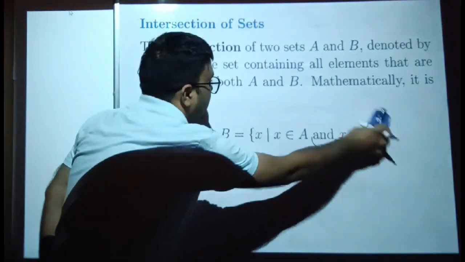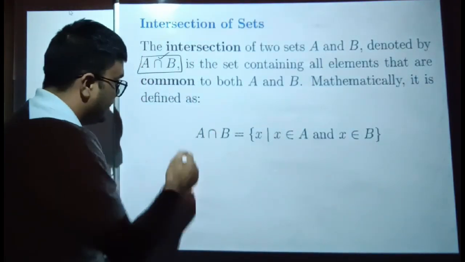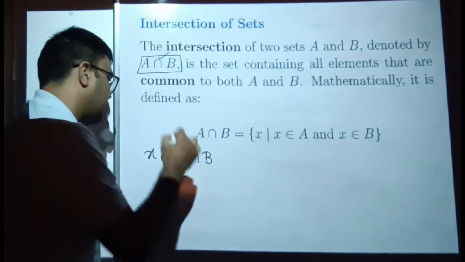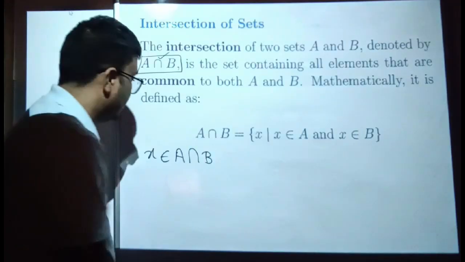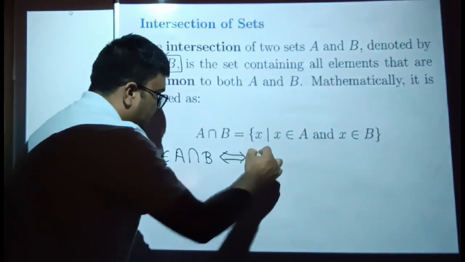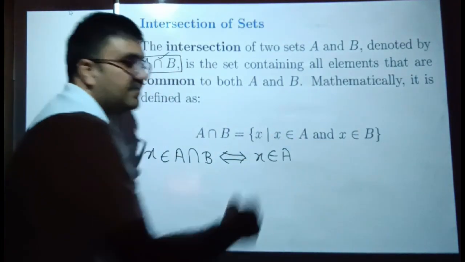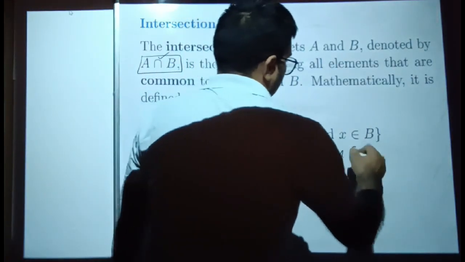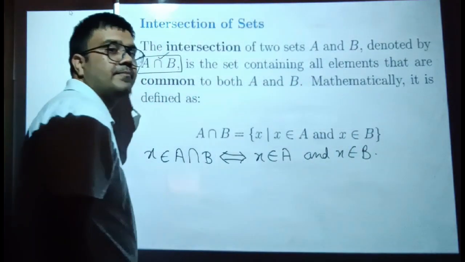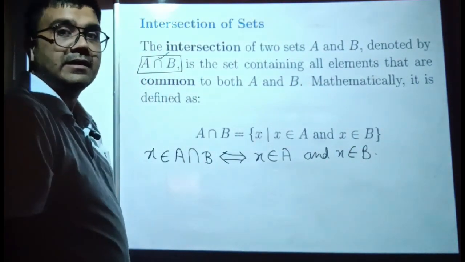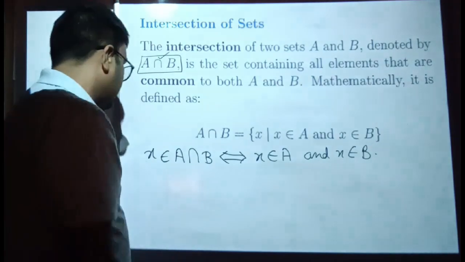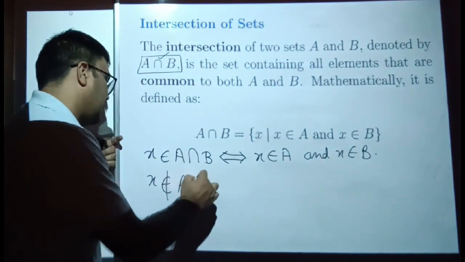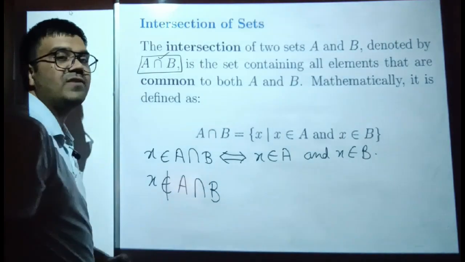So if I am talking about the set A intersection B and I say that an element x belongs to A intersection B, what will this mean? That x belongs to A and x belongs to B. Conversely, if I say that x does not belong to A intersection B, now where will the x lie?